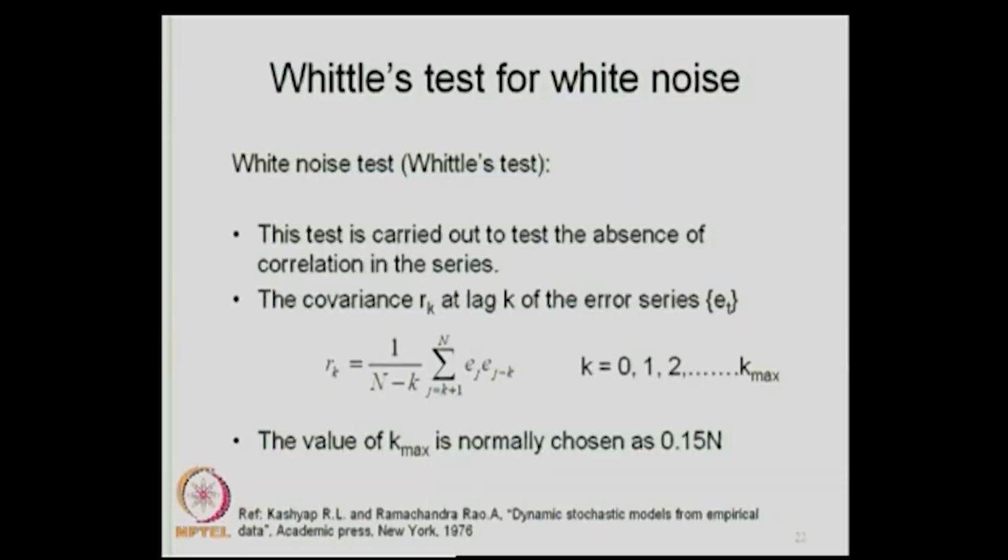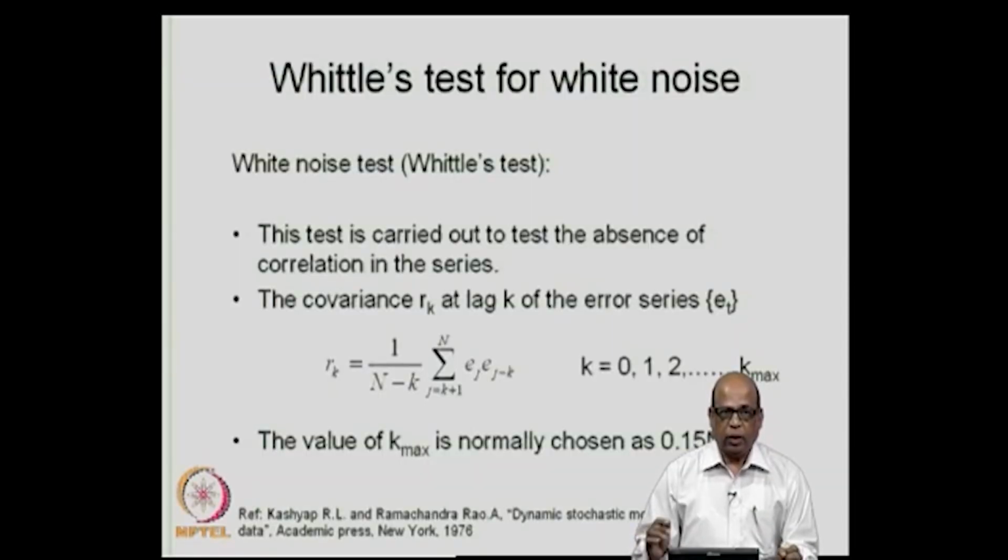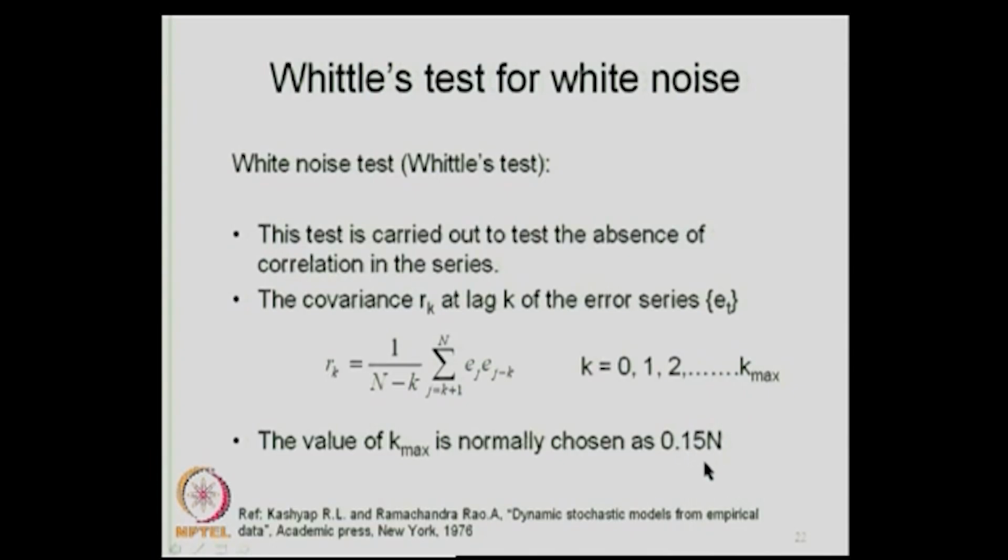So, let us see what is the Whittle's test. This I have discussed earlier, but just to recapitulate, essentially what we do is we formulate the covariance R k at lag k of the error series E t, error or residual series is the same. So, this we go from k equal to 0, 1, 2, etcetera up to k max. We typically consider the maximum k as 0.15 n. N is the number of data points, in this particular case it will be 240. So, the covariance is taken as E j times E j minus k. Remember, how did we define covariance?